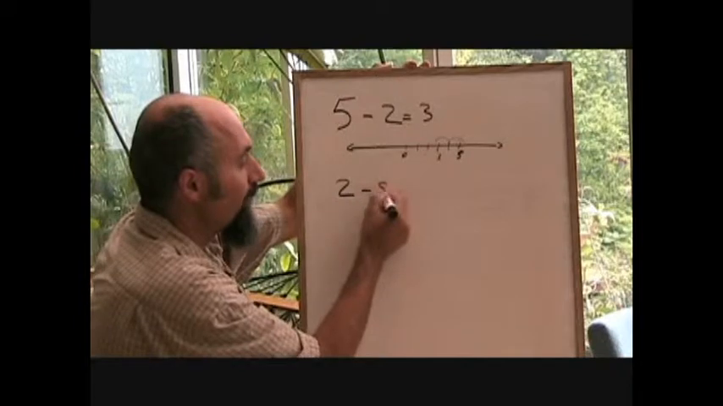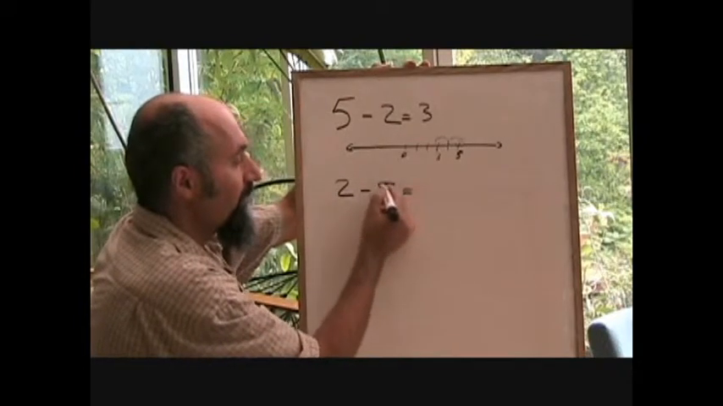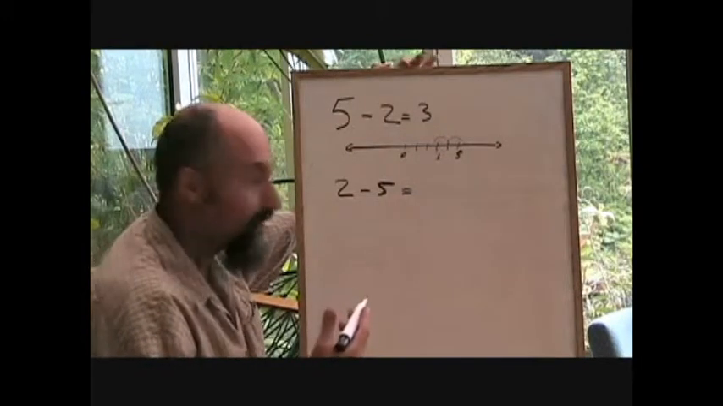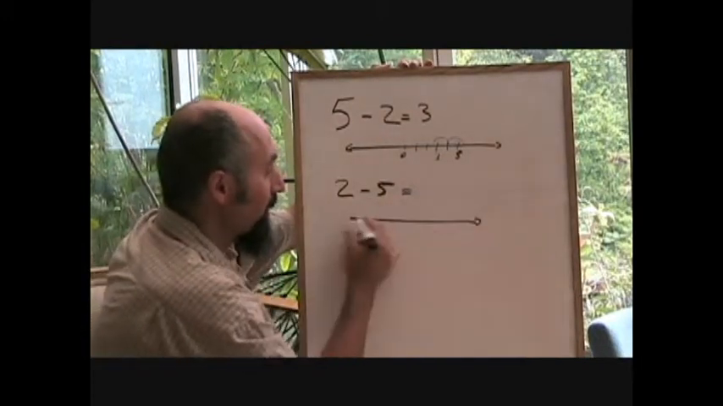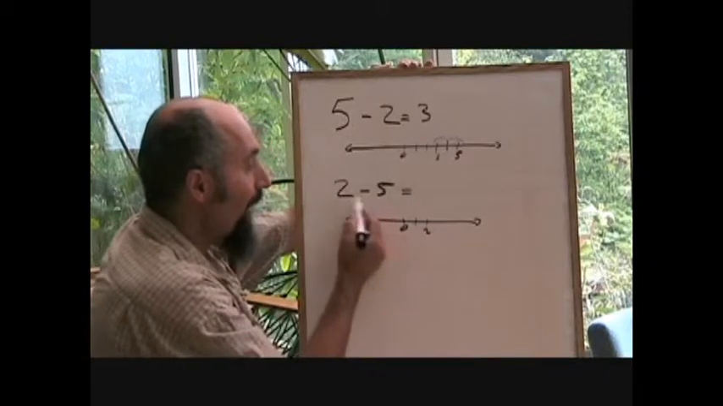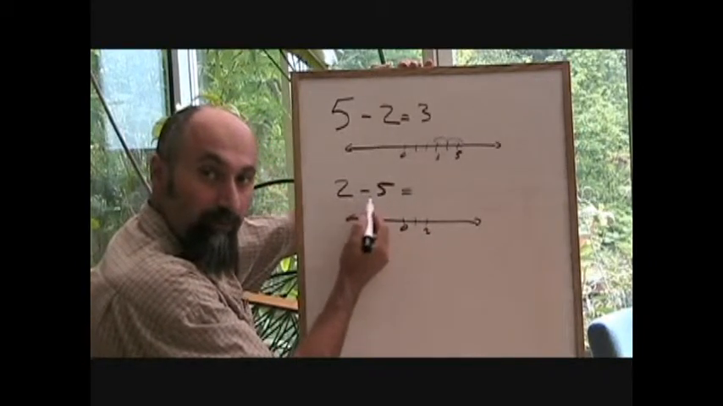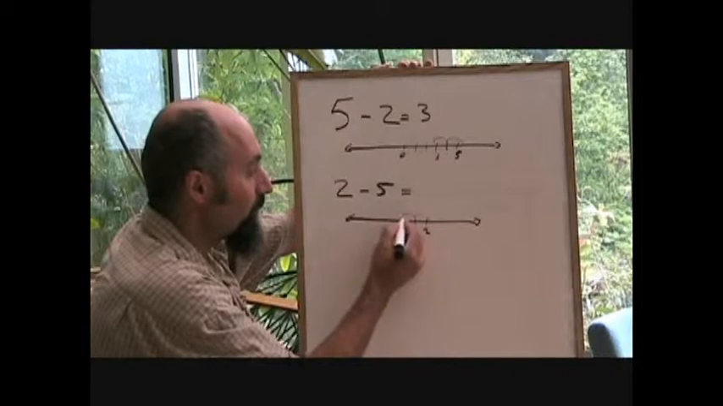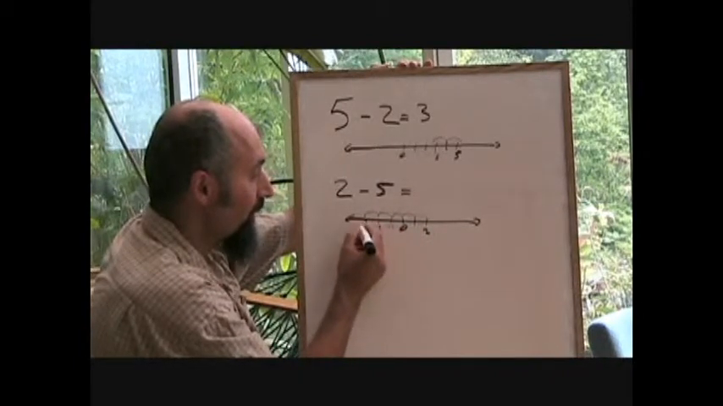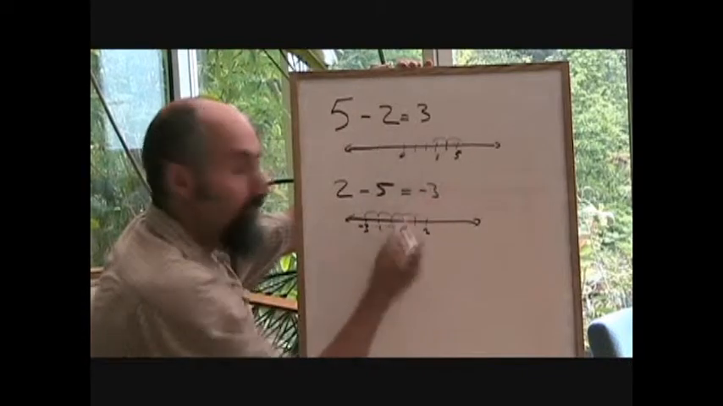Now let's try doing it backwards. So let's go 2 minus 5. Now for some reason, some people have problems with this, okay? If we look at this as a number line, you start off at 2, and you go back from 2 five steps. So you're going to go 1, 2, 3, 4, 5. So that's negative 1, negative 2, and that's negative 3. So the answer is negative 3.